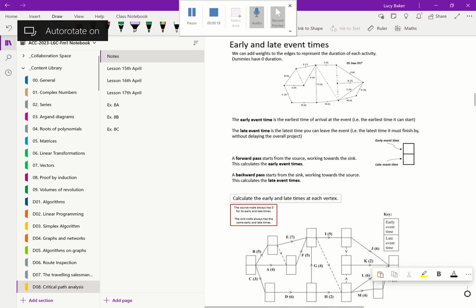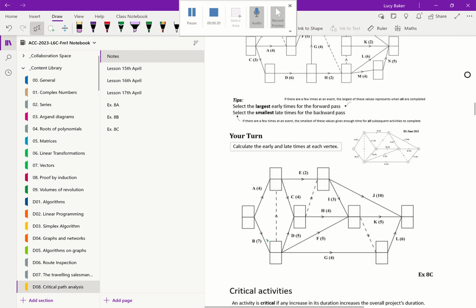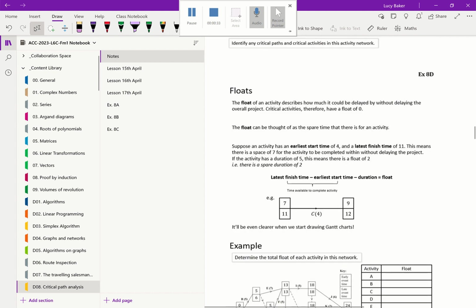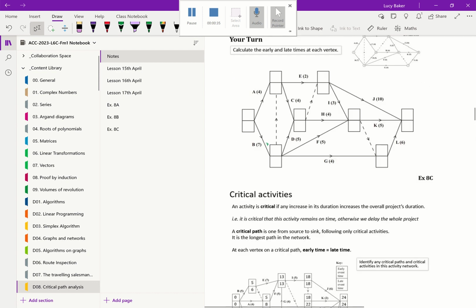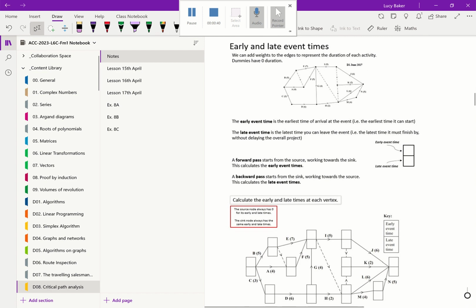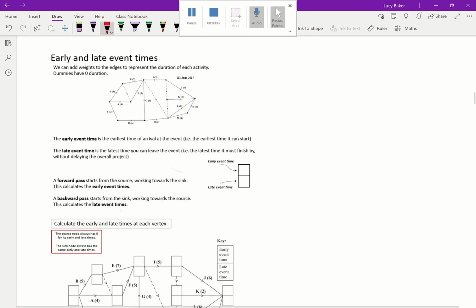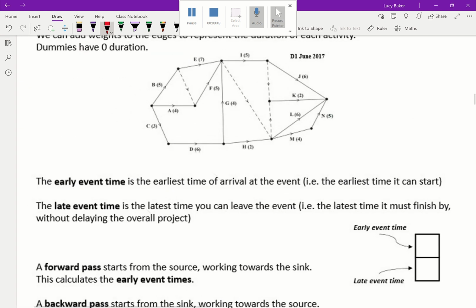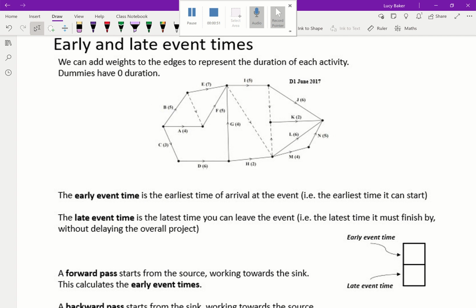I'm going to make a couple of videos in the next two bits of the decision chapter that we're looking at. So I'll talk through the notes on early and late event times in this one. And then in the next one, we'll cover critical activities, possibly also floats as well. And just see how far you get through it. Of course, the more you can get through, the better, so that we can hit the ground running from Thursday onwards. So without further ado, let's look at early and late event times.